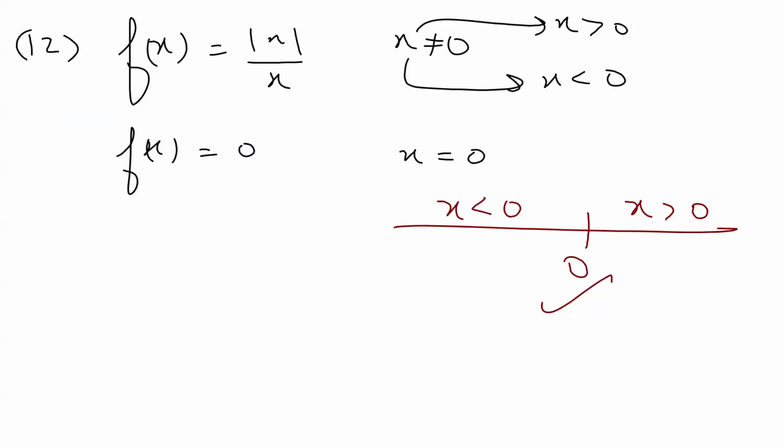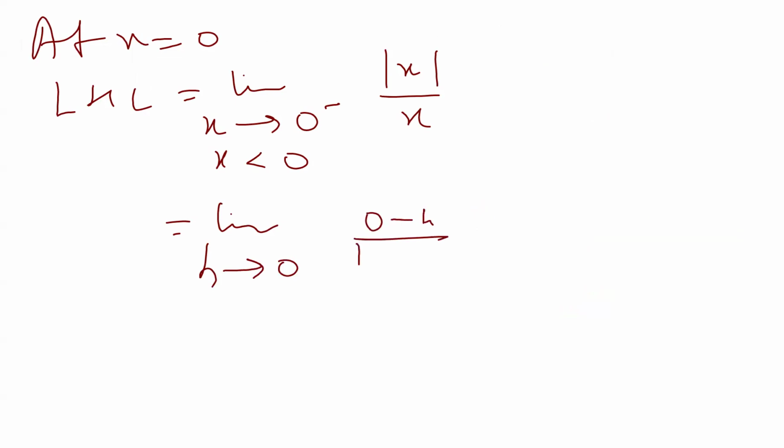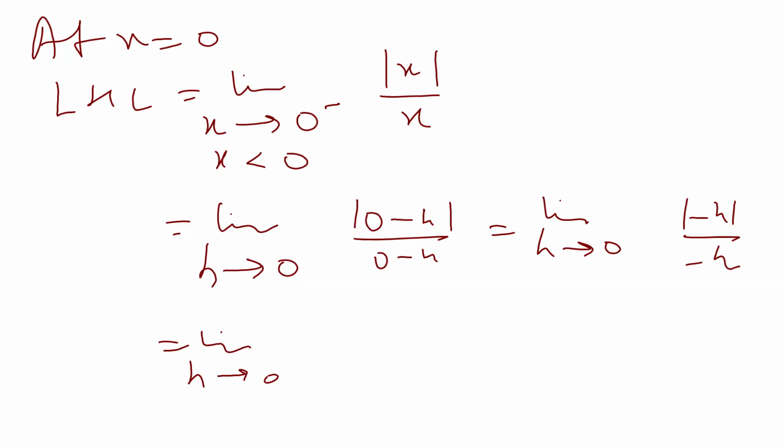At x equal to 0, LHL is equal to limit x approaching 0 minus, 0 minus is x less than 0. So x less than 0 is this function, modulus of x upon x. So change the limits to 0 minus h. Limit h approaching 0 of modulus of minus h upon minus h, which is minus 1.